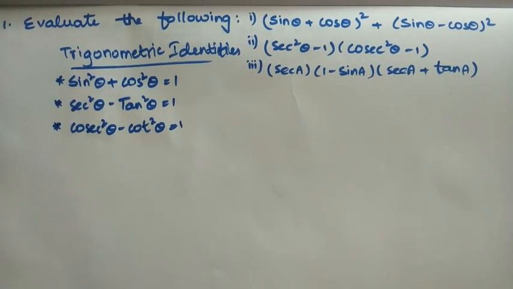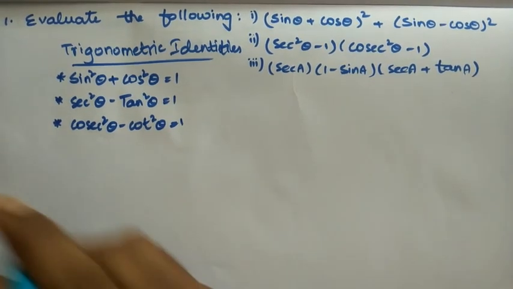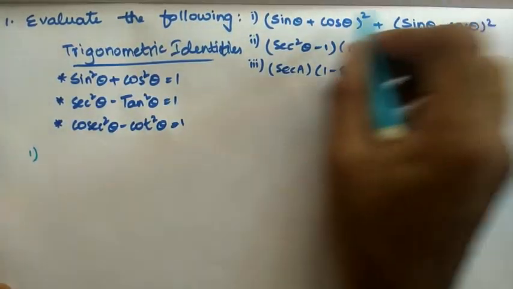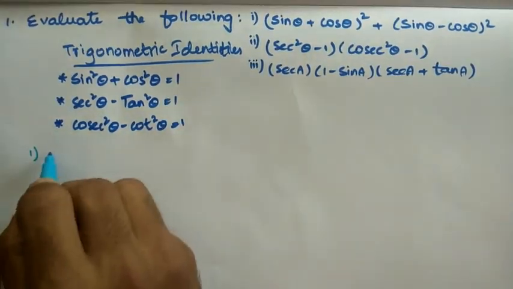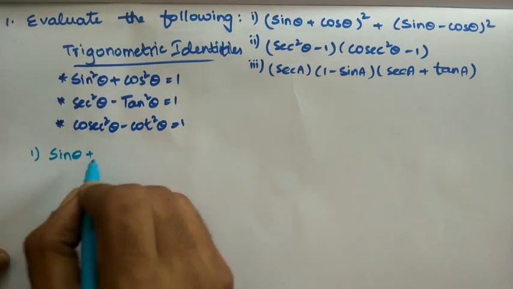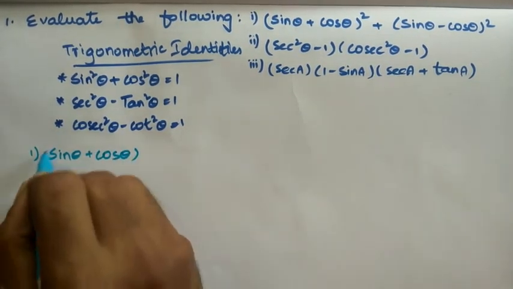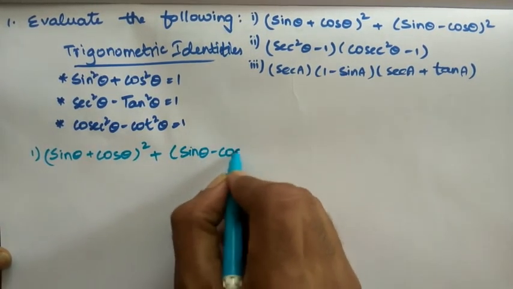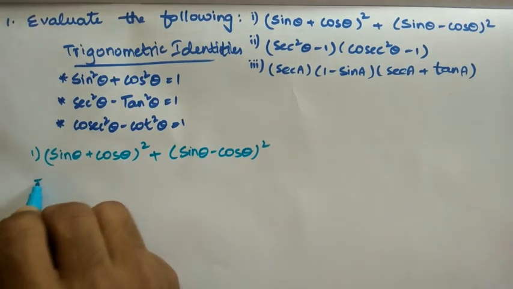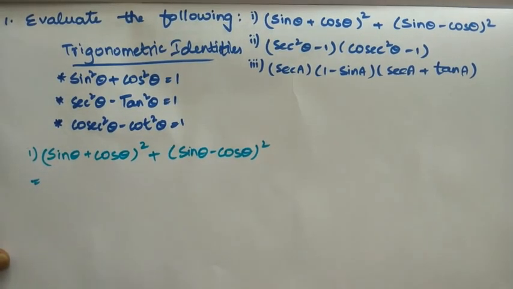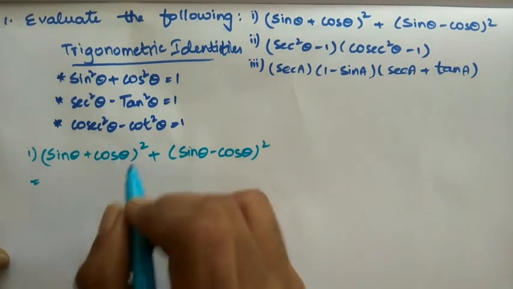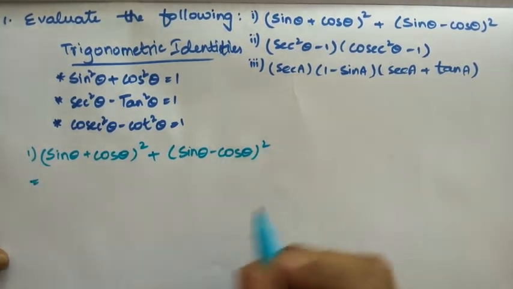The first problem asks us to evaluate the following value: sin theta plus cos theta whole square plus sin theta minus cos theta whole square. You can clearly see it is of the form a plus b whole square plus a minus b whole square.